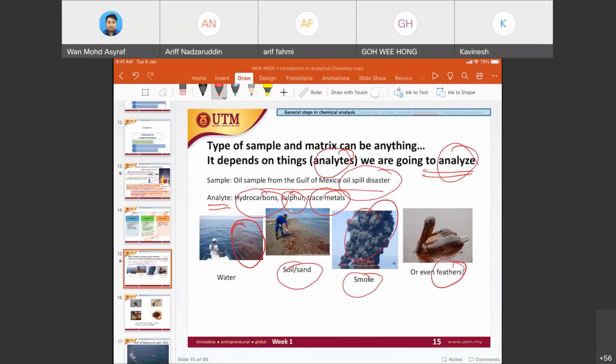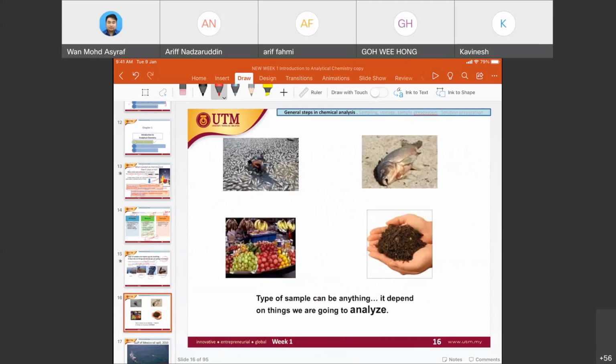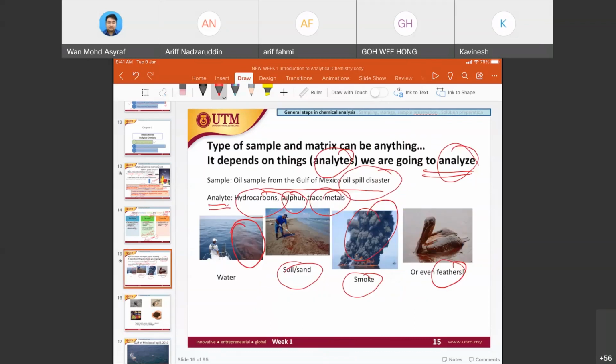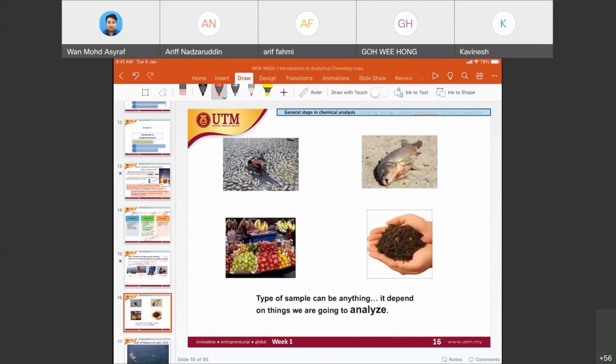Okay, so type of sample can be anything. It depends on the things that we are going to analyze, as mentioned here in slide 15, and then slide 16. For example, if you see a fish that has died, let me ask you. So this is your sample.